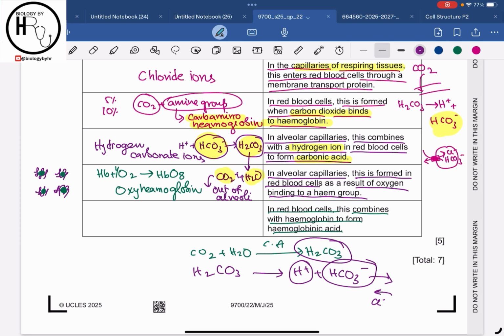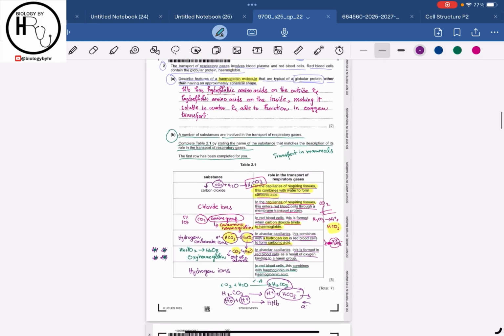H positive is also acidic, right? So hemoglobin, we all know, acts as a buffer. So the H positive ions are going to combine with the hemoglobin to form hemoglobinic acid. So in the red blood cell, hydrogen ions basically combine with the hemoglobin to form the hemoglobinic acid. So the answer over here would be the hydrogen ions. I hope that this part is clear to all of you.